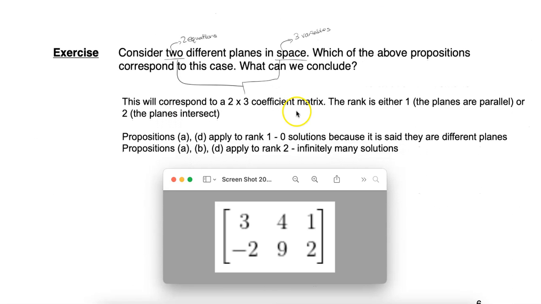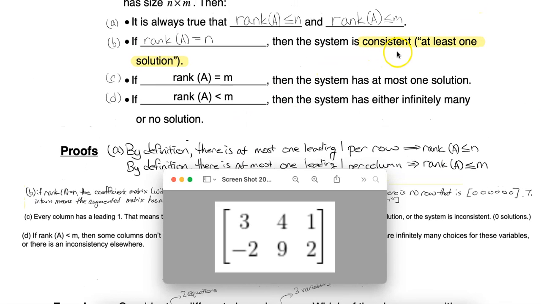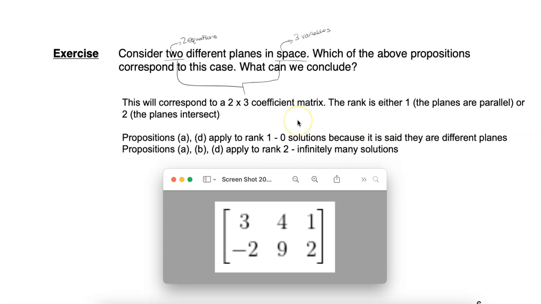In the case that the 2 planes are not parallel, they intersect, then D still applies. This time we have infinitely many solutions. And also B applies. B told us if the rank of A equals n, so if the rank is equal to the number of equations, the number of rows, then the system is consistent. It has at least one solution. And indeed, if you think of 2 planes intersecting, there is at least one solution. In fact, there's infinitely many that are all represented along a line.